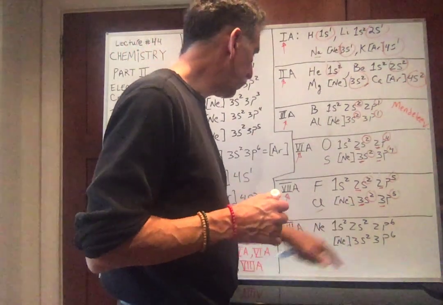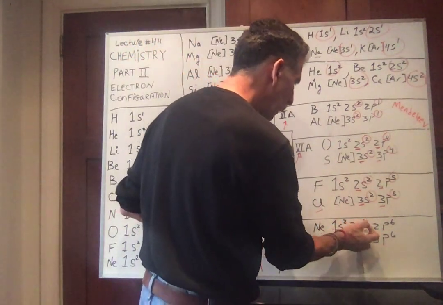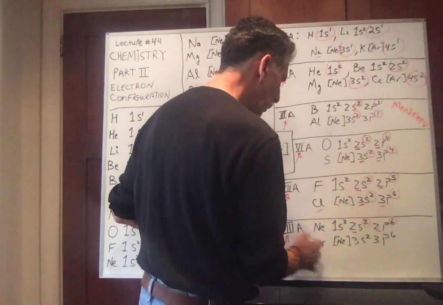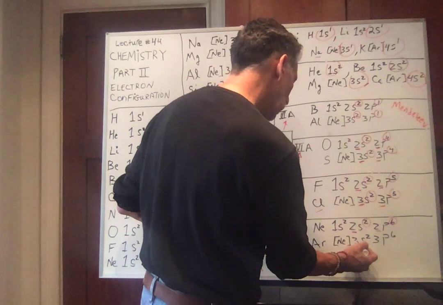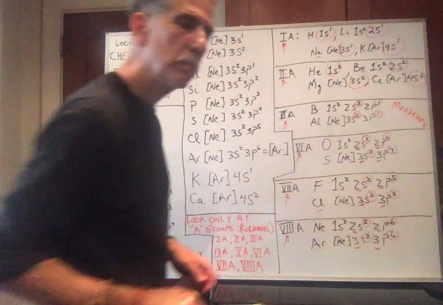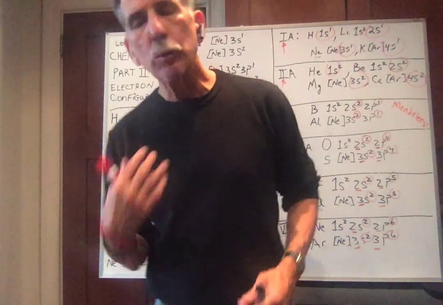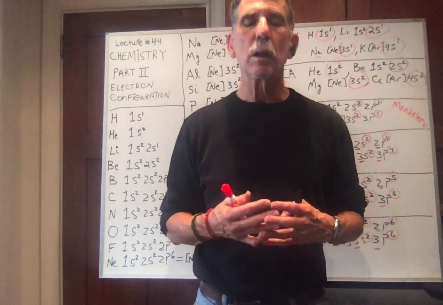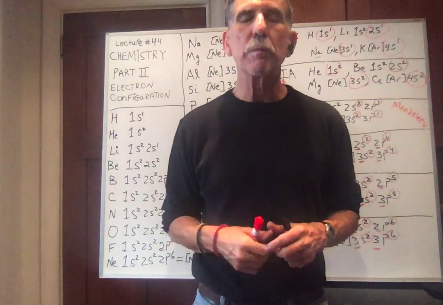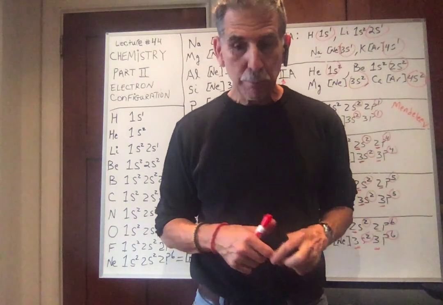So we have neon, which has how many electrons on the top floor? It has 2 plus 6. Top floor is the second floor. So there's the 8. Right? Argon has the third floor. 2 plus 6 is 8. Okay, so the Roman numerals for the A groups are really telling you how many electrons or how many particles are on the top floor. All right, we're going to call those the valence. So we're going to deal with the A groups right now.